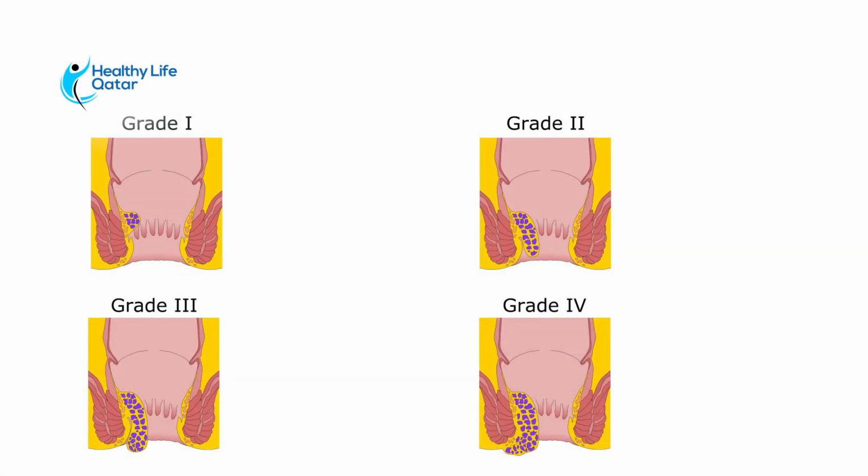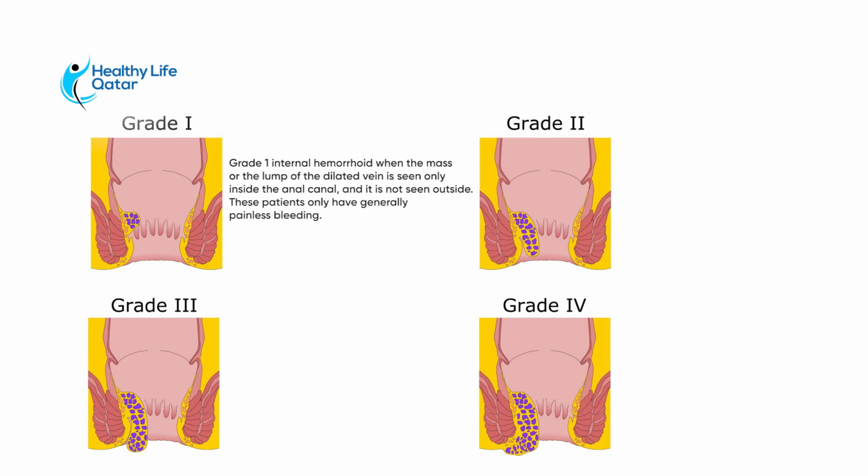That is grade 1, grade 2, grade 3 and grade 4. How do we classify these gradings? We call it a grade 1 internal hemorrhoid when the mass or the lump of dilated veins is seen only inside the anal canal and it is not seen outside. These patients generally have only painless bleeding.